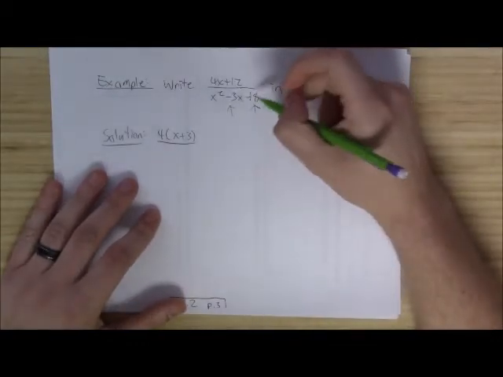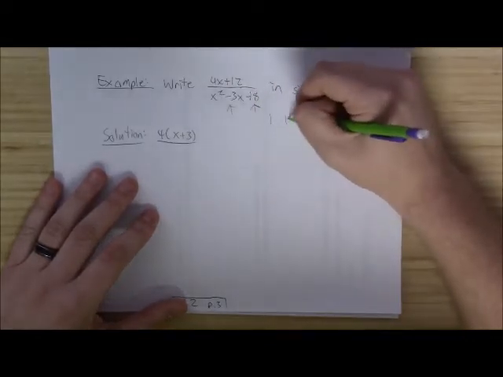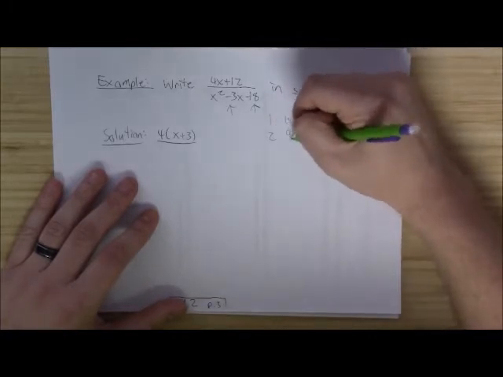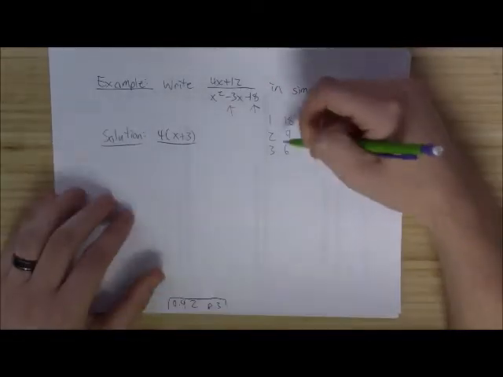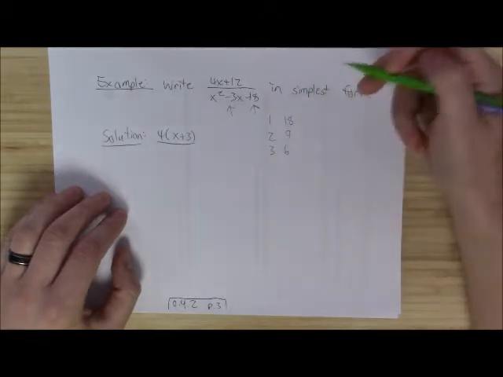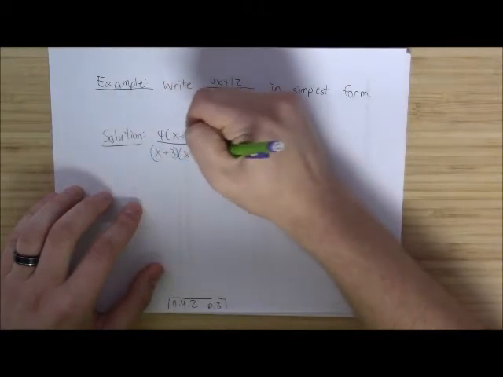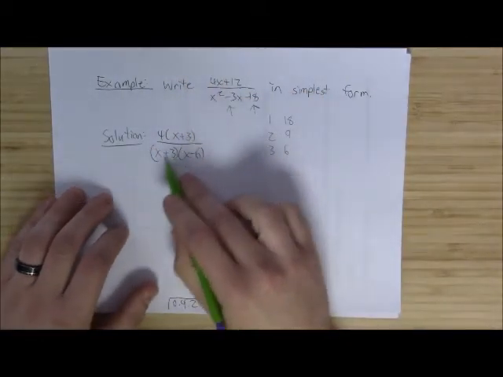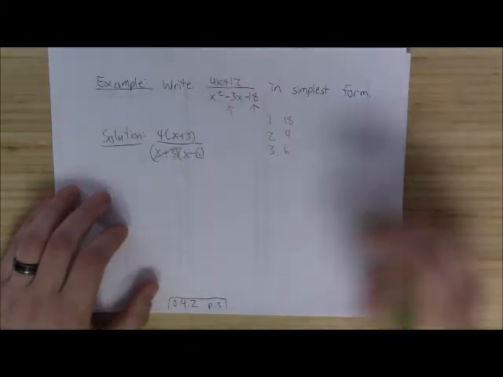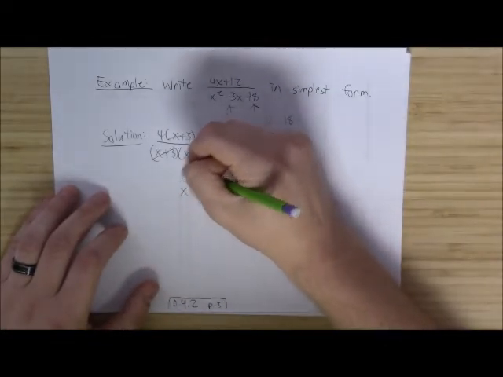What would work here? 18 has factors 1 and 18, 2 and 9, 3 and 6, and I think that's it. Well, it looks to me like if I had positive 3 and negative 6, that would work. So x plus 3, x minus 6. Going through and factoring, we notice that we have an x plus 3 in the top and in the bottom, so we can cancel those. In other words, we have left 4 over x minus 6.